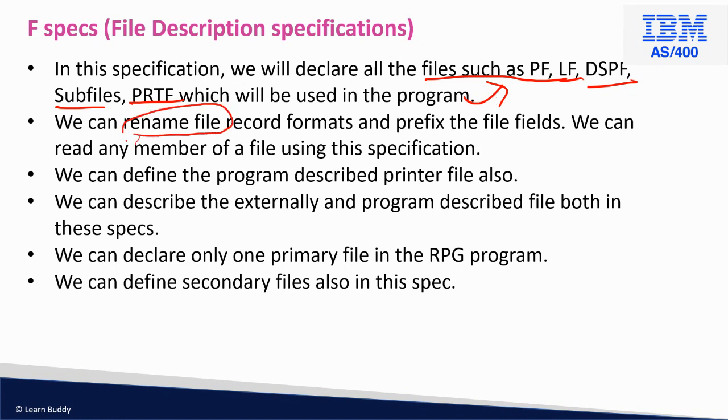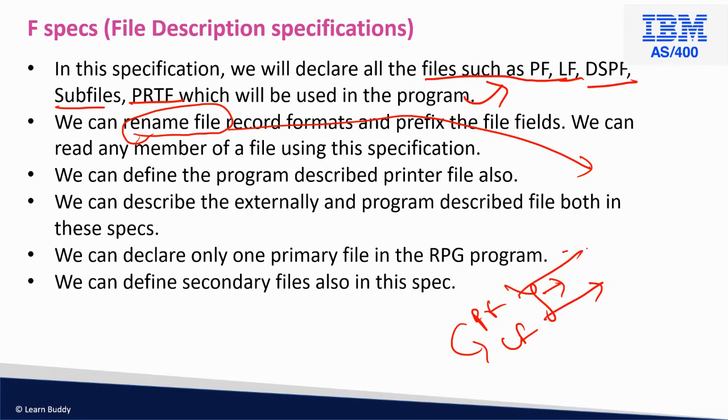Why would you want to rename the file? For example, you have one physical file, and you also have a corresponding logical file. In a real-time scenario, both the physical file and the logical file will have the same record format. In that case, the program will not allow compilation if both have the same record format. So you have to rename the record format of either the physical file or the logical file, right?